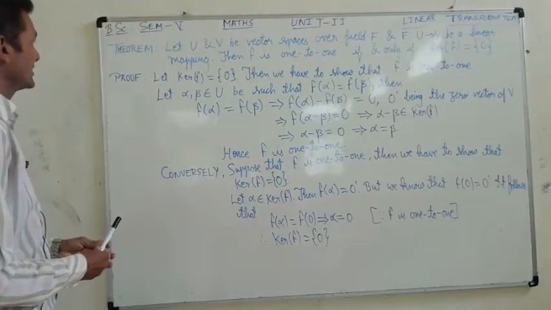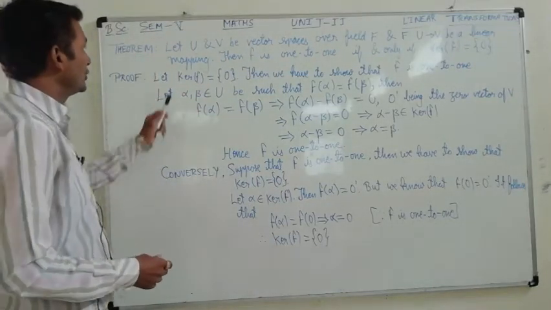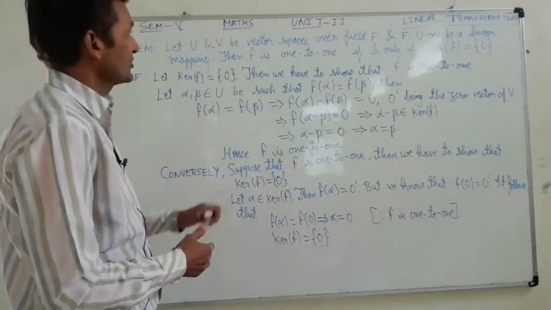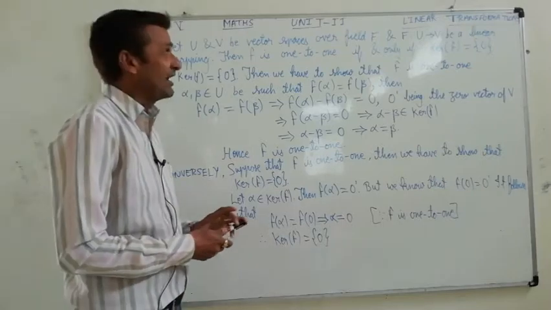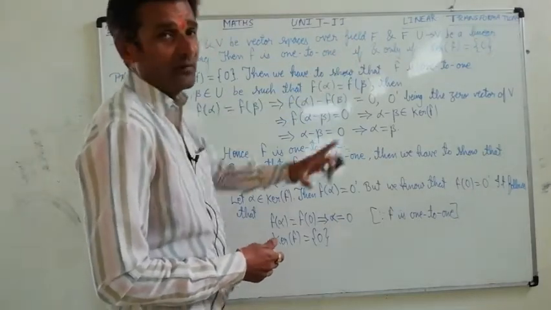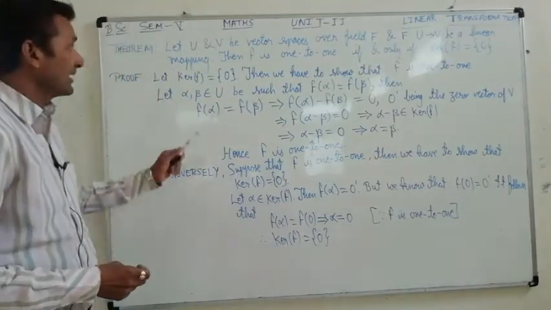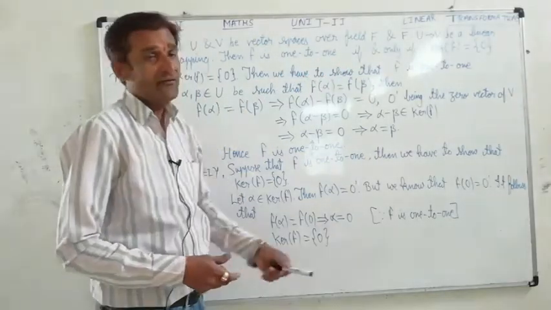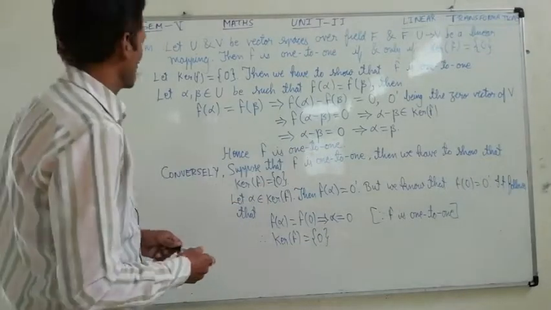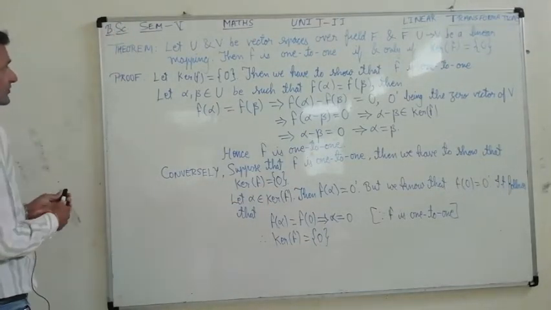Let me explain this theorem first. U and V both are vector spaces over the field F, and the mapping f: U to V is a linear mapping, and then f is 1 to 1 if and only if kernel of f is equal to 0. So, here the proof starts.